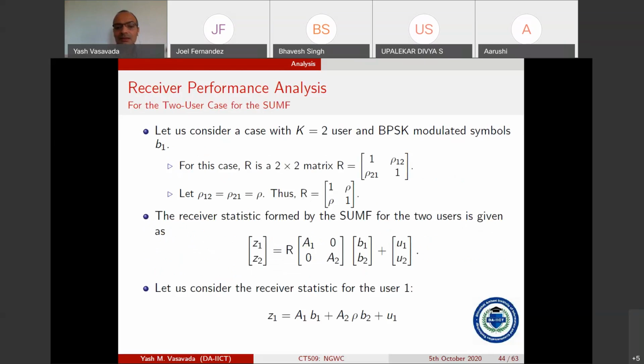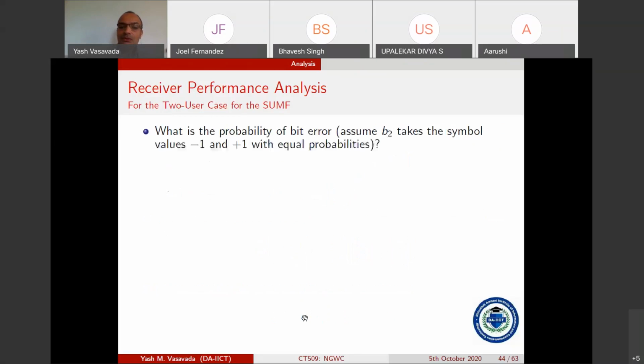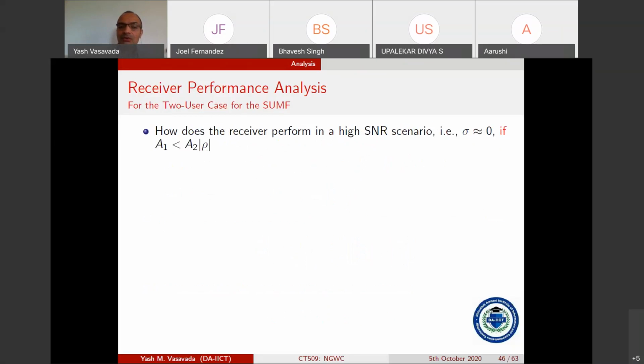Now I'm asking, in this case, let us say U1 is not present, so it's a noiseless case. And I'm saying that A2 times rho is bigger than A1. It can happen. Let's say rho is 0.1, A1 is 1 and A2 is 20. So A1 is 1 and A2 is any value more than 10. If A2 is 20, 20 times 0.1 will be 2. 2 is definitely bigger than A1. So I'm asking you to consider what will be the behavior of the receiver in this case. Basically, what will be the probability of errors?